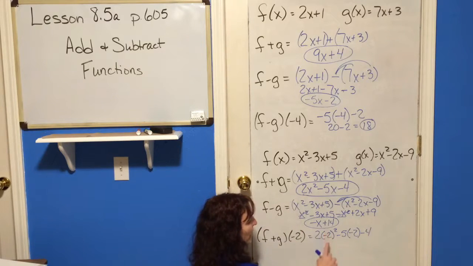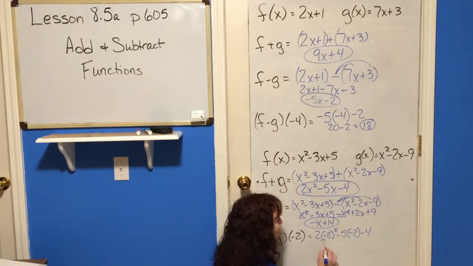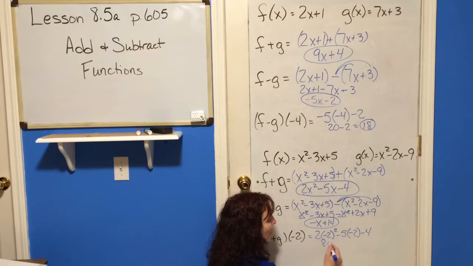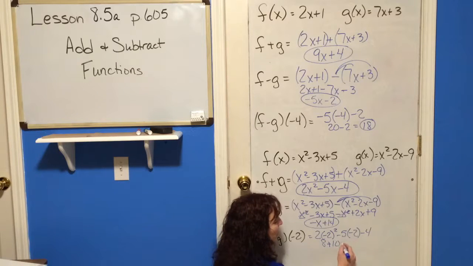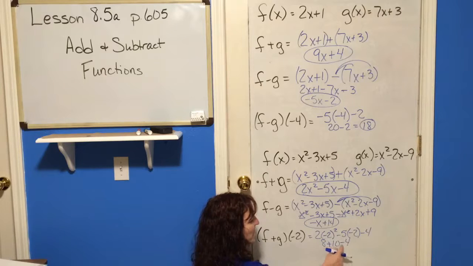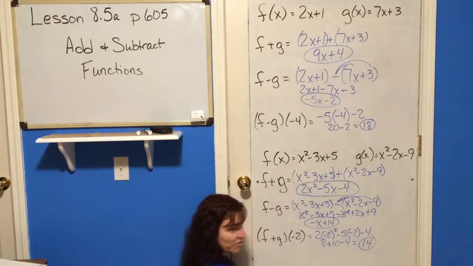Now you simply work it out. Negative 2 squared is negative 2 times negative 2 is positive 4. 4 times 2 is 8. I said minus, but look, a negative 5 times a negative 2 is a positive 10, minus 4. So that should be 8 plus 10 is 18, minus 4 is 14, and 14 is my final answer.